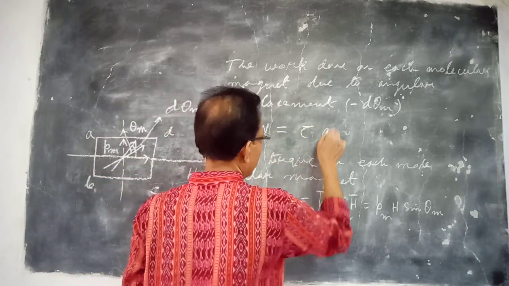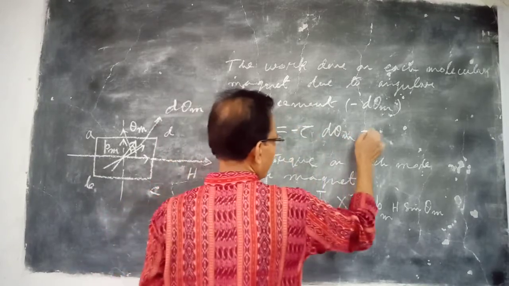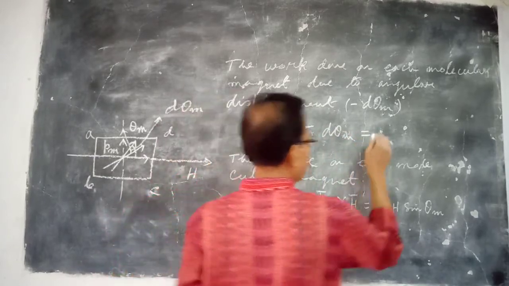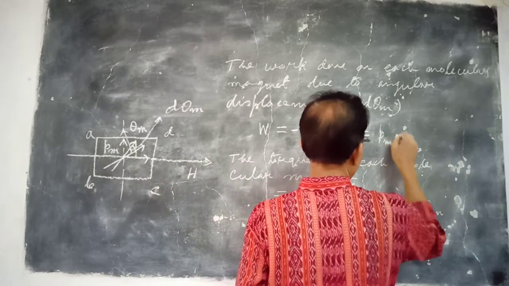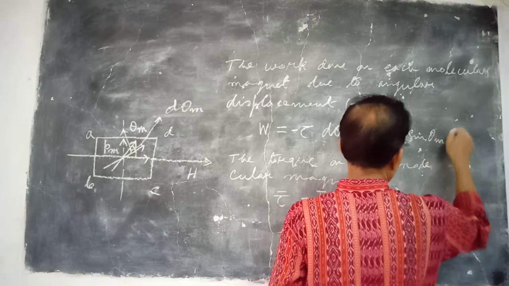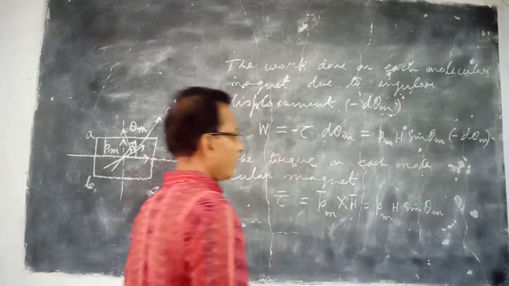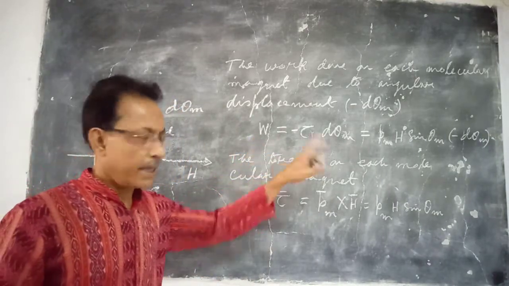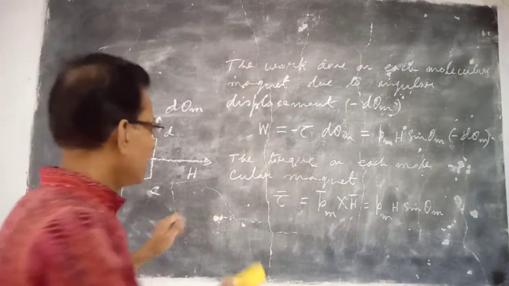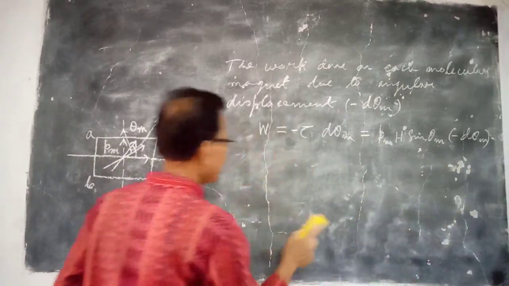This torque into d theta. So torque is Pm H sin theta, minus d. This is the work done on a single molecular magnet. So the total work done on all the molecular magnets is the sum over this.